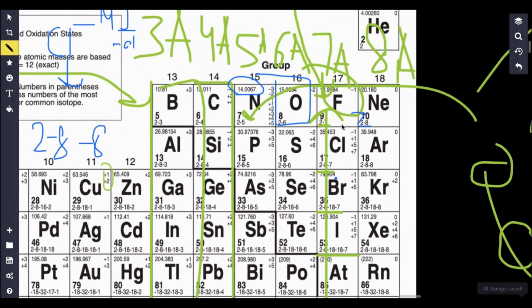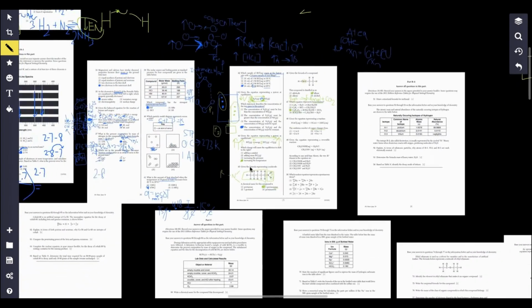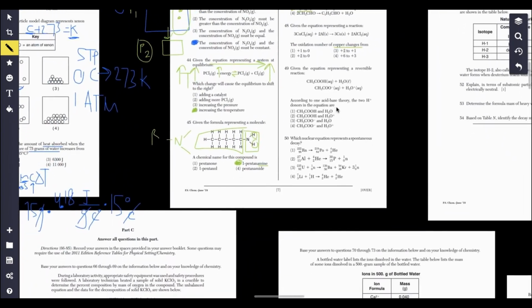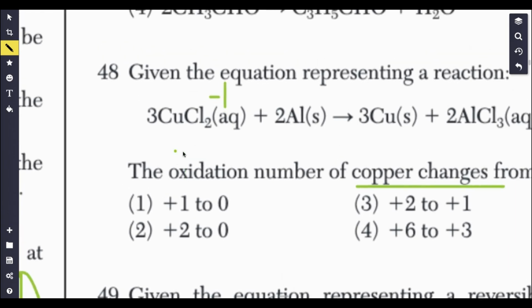So chlorine usually forms a -1 charge, all right? Chlorine usually forms a -1 charge. Now, there's 2 chlorines in total, right? So it's going to have a -2 charge in total. So the Cl2 right over here is a -2 charge.